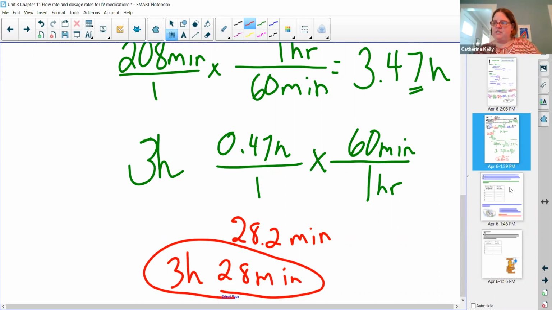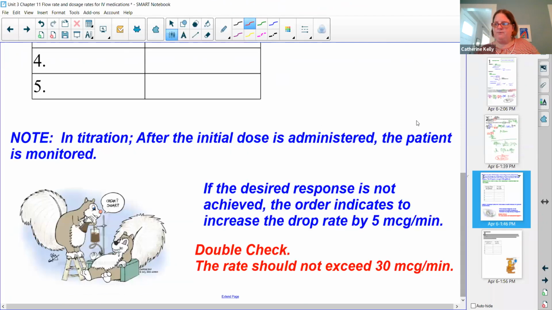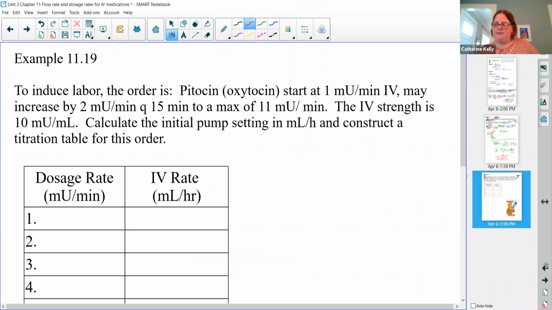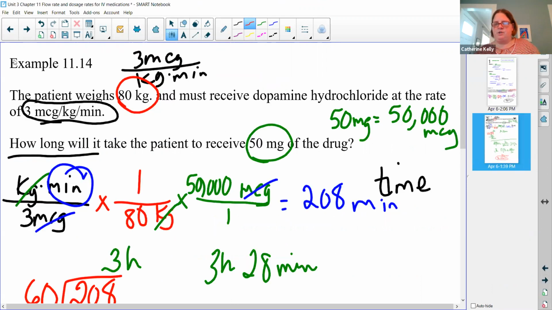And then the next thing was titrations, but there's a whole other video on titration, so I'm going to skip that part. Is that it then? And that looks like it's it. That is it. So there's another titration video that you can watch. This was just the IV dosage rates.